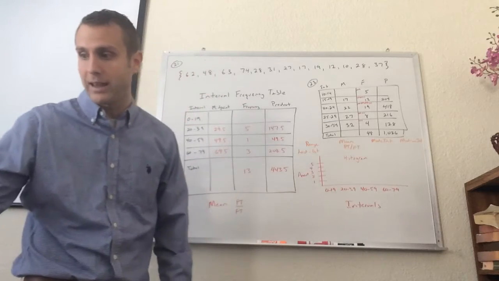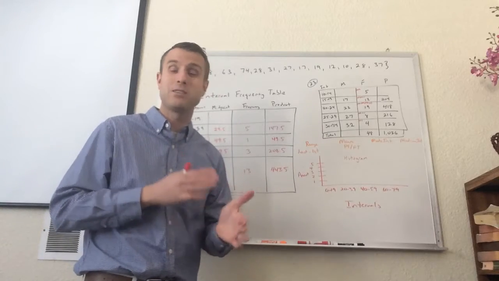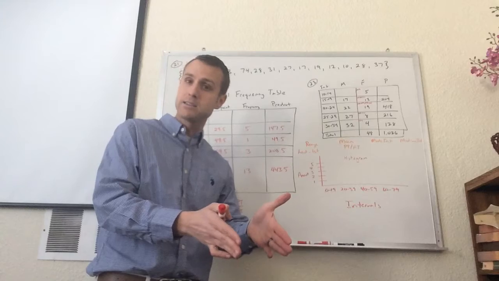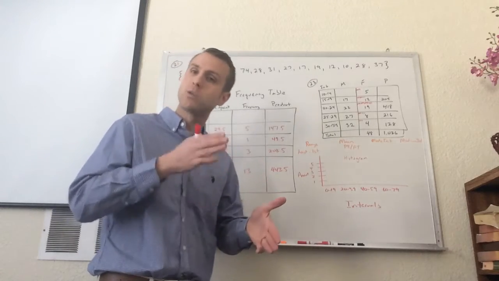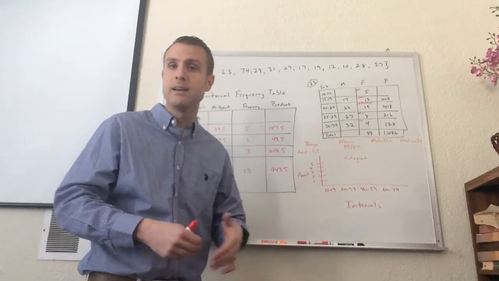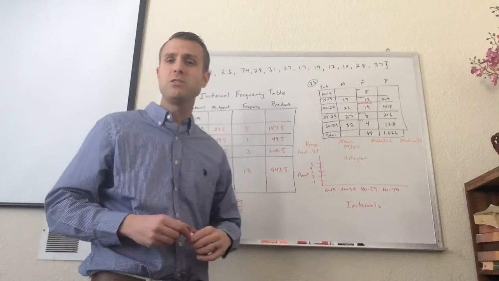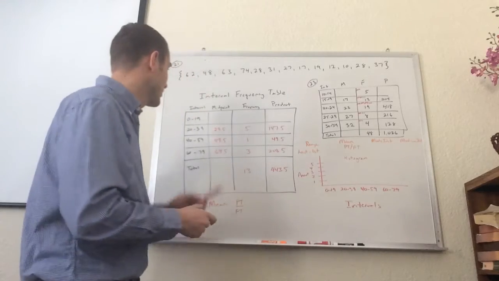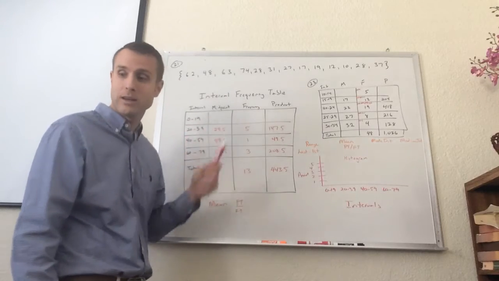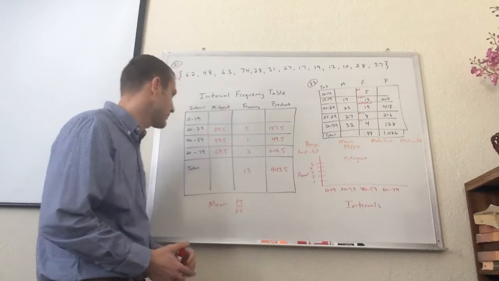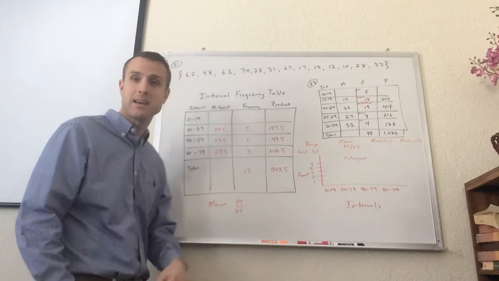So for example, for number 18, they want you to do it in intervals of 10. Notice for intervals of 10, it's not 0 to 10. It's 0 to 9 is the first interval, 10 to 19 is the second, 20 to 29, 30 to 39. So those are the intervals you should use for number 18. For number 20 and 21, it wants you to do intervals of 20. So I have 0 to 19, then the next is going to be 20 to 39, and then 40 to 59, 60 to 79.